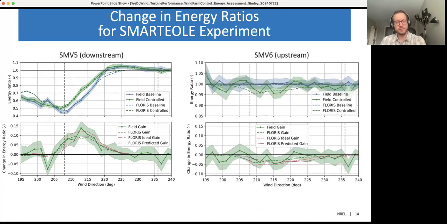And so that was for the downstream turbine where we expect to see an energy increase. Now on the right, this is the upstream turbine where we expect to see a slight loss in energy because we're yawing the turbine, so it's misaligned with the wind direction and will generate less power. And that's what we see here, a slight loss in energy at that turbine when wake steering is active.